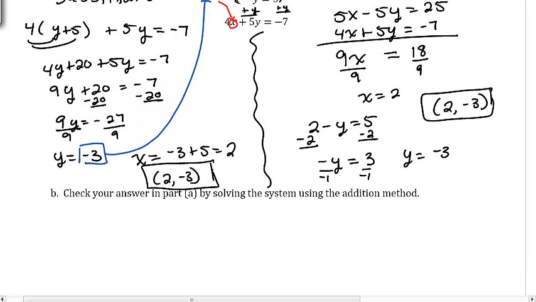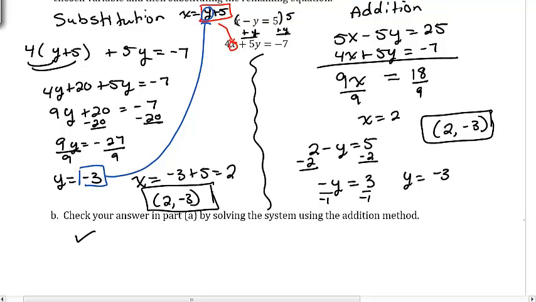Okay. So the last question is just to check the answers that we got. So we're going to check this and make sure that our answer is correct. We're just going to check it once because, of course, we got the same solution. So plugging 2, negative 3 into the first equation gives us 2 minus a negative 3 equals 5. And remember, minusing a negative is the same as plus. And so we have 2 plus 3, which is equal to 5.